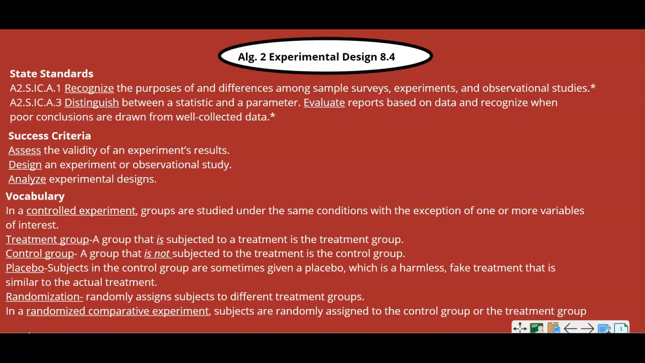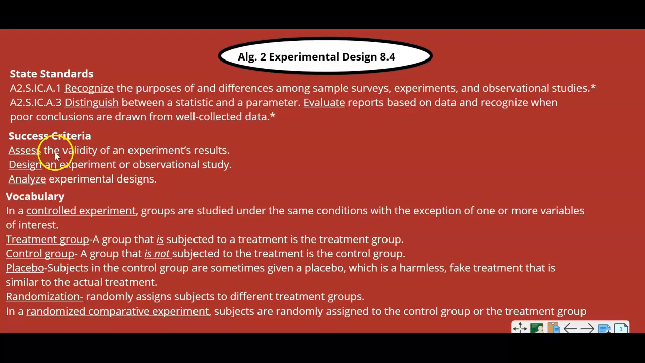Today we are going to be talking about experimental design. Got a couple state standards listed here. The second one is different than the previous lesson: distinguish between a statistic and a parameter, evaluate reports based on data, and recognize when poor conclusions are drawn from well-collected data. The first one is the same as what we've been looking at in the past two lessons.